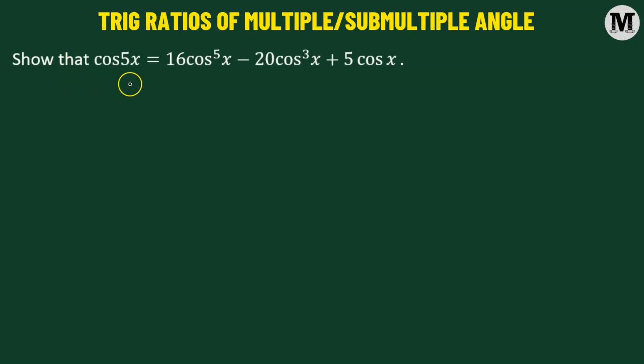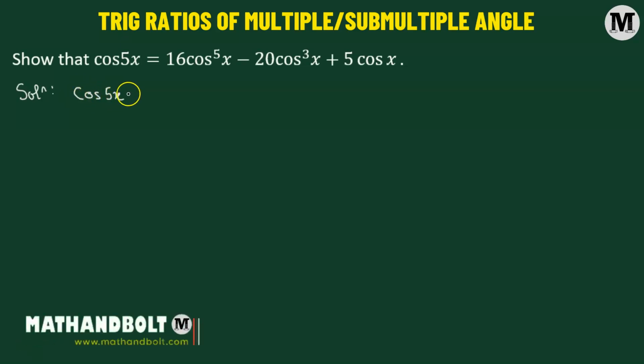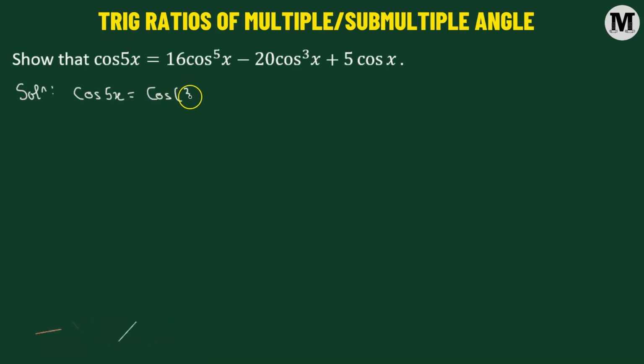So here in this problem, we need to show that cosine of 5x is given by 16 cosine of x raised to the power of 5 minus 20 cosine cube x plus 5 cosine x. Well, let's begin. We'll start the problem from the left-hand side. So here we have cosine of 5x. What we'll do, we'll split the 5x into two parts as the sum of 3x and 2x.